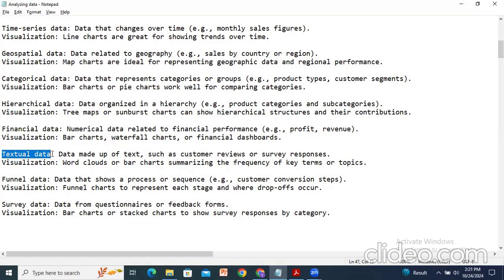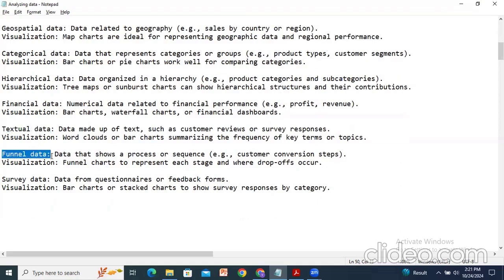Just like in the Zoom meeting, I asked everyone to type in the comment how are you, or how you are doing. Everyone pings in the comment with some text. That text is to be summarized with a bar chart, or else we go with word clouds. A bar chart summarizes the frequency of key terms or topics.